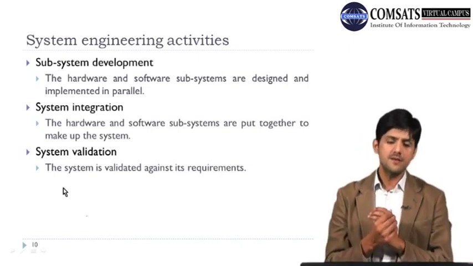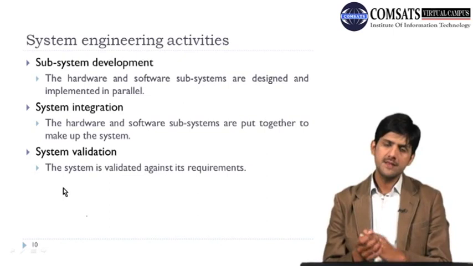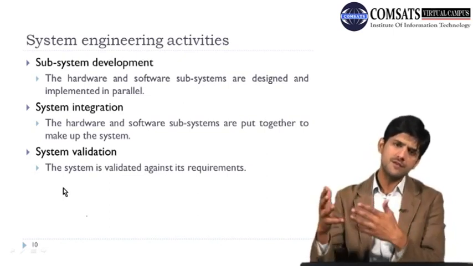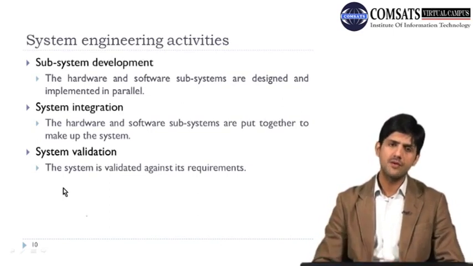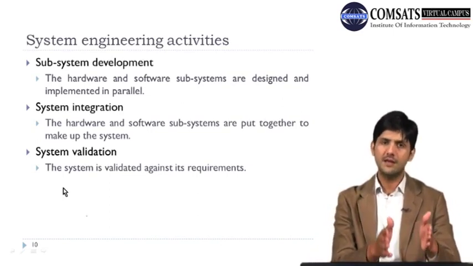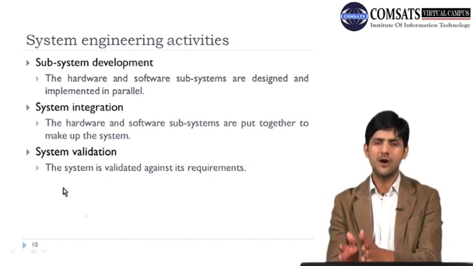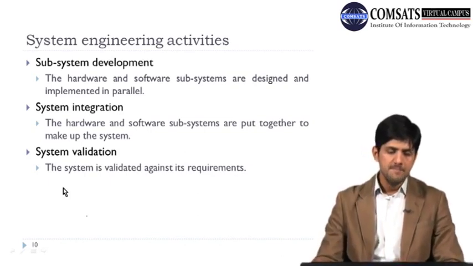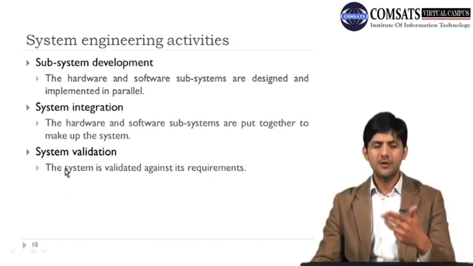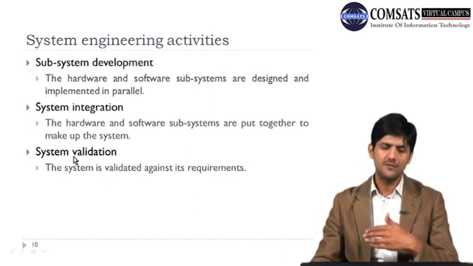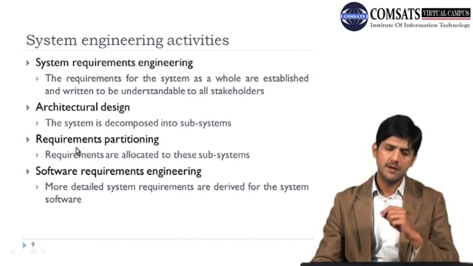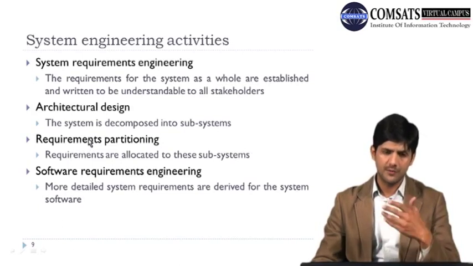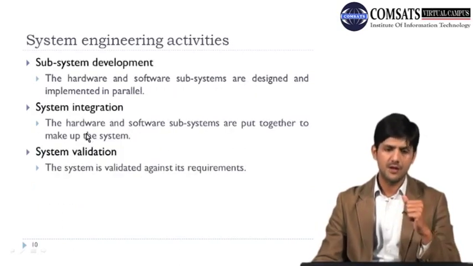And then comes the system validation part, and that's the final phase of the system engineering process, where the system is validated against its requirements. So we basically try to see if the system is meeting all the requirements that were mentioned at the beginning. So this is generally the system engineering process, and we briefly talked about what the different phases, or the different activities, in the system engineering process are.